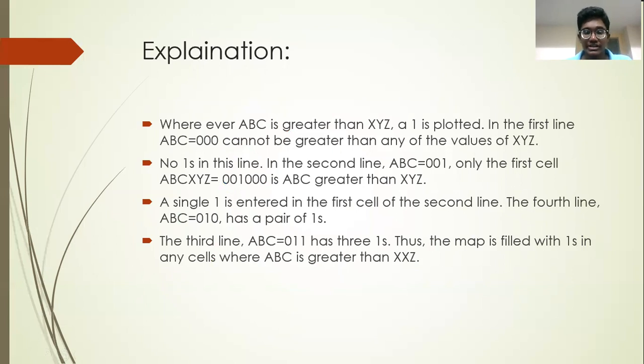No ones in this line. In the second line, ABC is equal to 0, 0, 1. Only in the first cell, ABC XYZ 0, 0, 1, 0, 0, 0, is ABC greater than XYZ. A single one is entered in the first cell of the second line. The fourth line, ABC equal to 0, 1, 0, has a pair of ones. The third line, ABC equal to 0, 1, 1, has 3 ones. Thus the map is filled with ones in any cell where ABC is greater than XYZ.